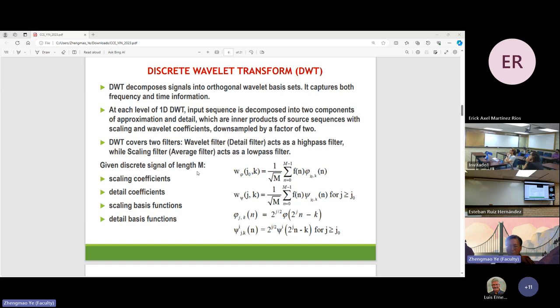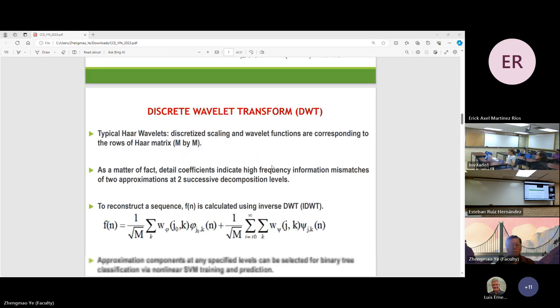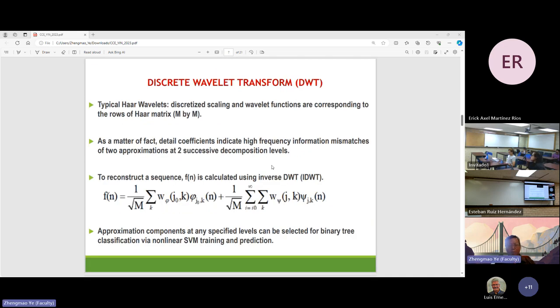Now, given a discrete signal of length m, the scaling coefficient, detail coefficient, scaling basis function, and the detail basis function are shown next to it. The Haar wavelet has been used here. And the discretized scaling and wavelet functions correspond to the rows of the matrix. As a matter of fact, detail coefficients indicate high frequency information, the mismatch of the two approximations at two successive decomposition levels. Now, if we want to reconstruct a sequence, it is calculated using the inverse DWT. The approximation component at any specified level can be selected for binary tree classification via nonlinear SVM training and prediction.